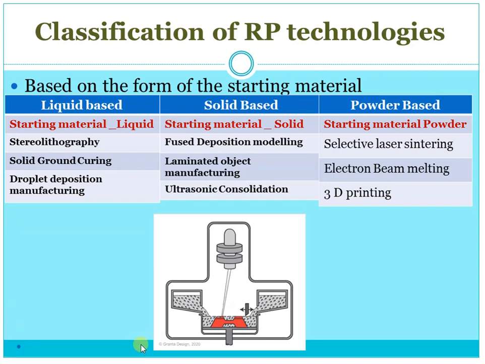The last one, the 3D printing. In the 3D printing process, it's the same as your FDM process. Just instead of ABS, we are using some powder based material to manufacture the parts by using 3D printing.